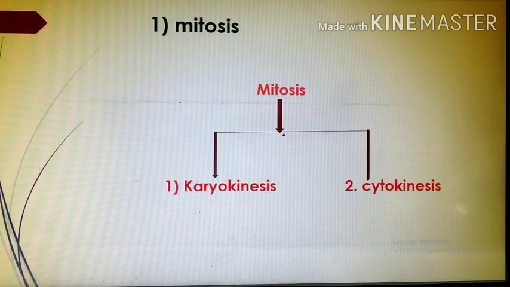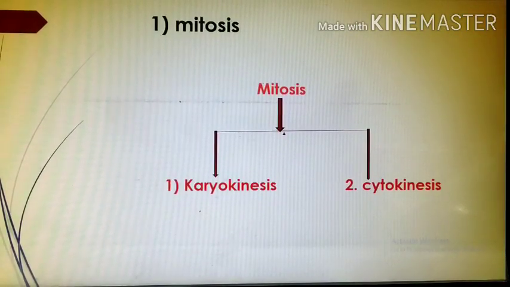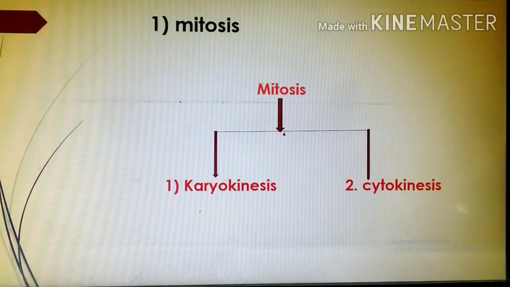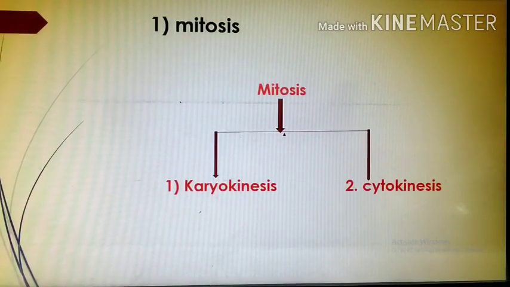There are two types of cell divisions. Number one, mitosis, and number two, meiosis. You know very well what is mitosis and what is meiosis. Let us see mitosis first.